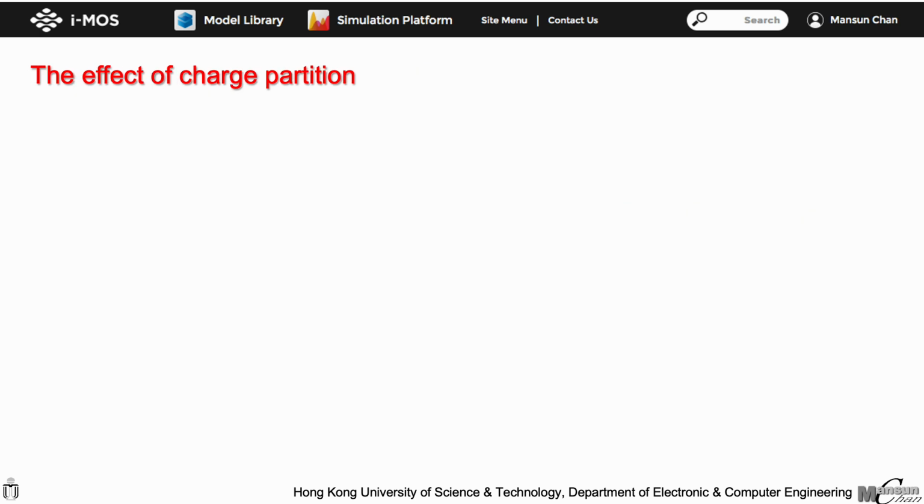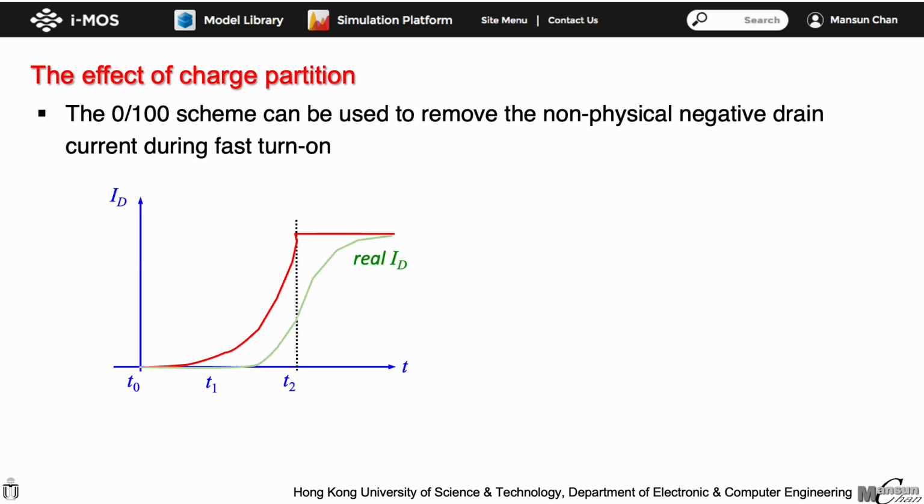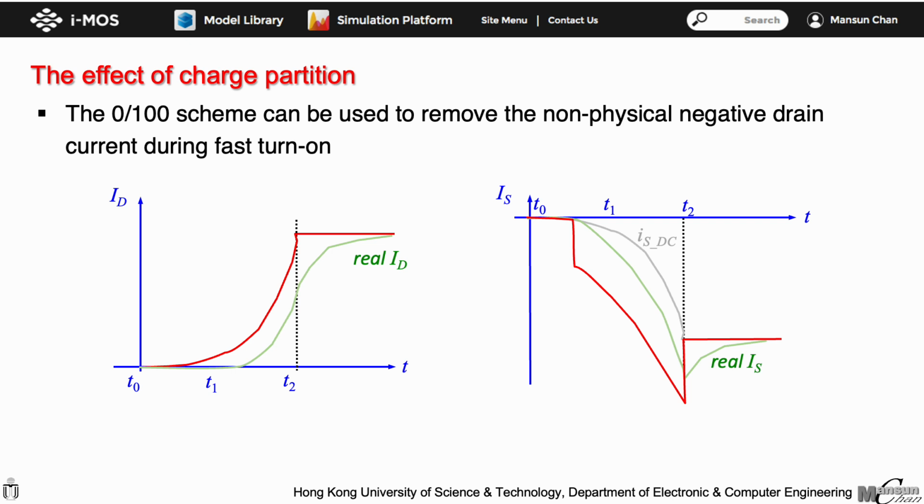One more consideration left out in the discussion so far is the effect of the charge partition scheme mentioned in the previous video. For example, if we use the 0-100 charge partition scheme to remove the non-physical negative drain current by associating the channel charge only coming from the source, then the drain current will just be the DC current. But this will give a wrong delay to the drain turn on. Even worse, it will just push the problem to the source current, which is shown in the figure. The charging current pulse will appear at the source and be magnified.